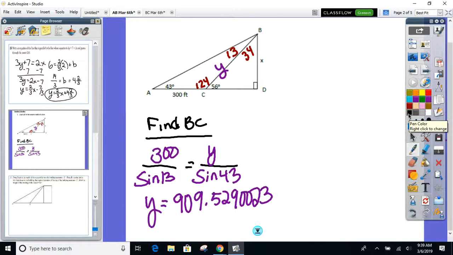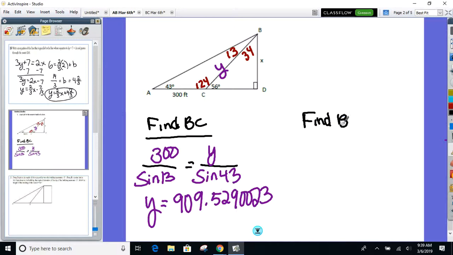All good. 909.52, we all match. All right, this is what I love about today. Now when we go to find BD, we have a couple options. Remember, we have BC now. What could we use now to find BD?